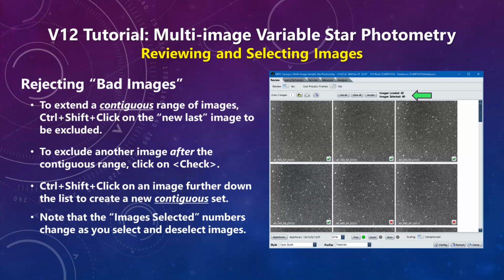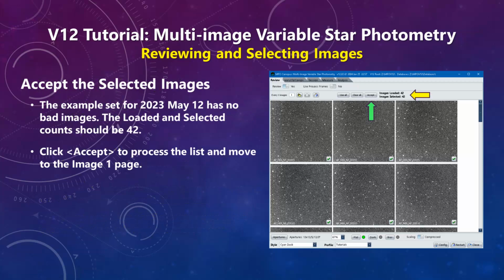As you include or exclude images, note that the label at top right shows a constant number of images loaded, which is the number of images that were selected in the File Open dialog, while the number of selected images changes to reflect the number of green check marks, that is, the images to be accepted for measuring. All the images were good, so the two numbers are the same in this tutorial.